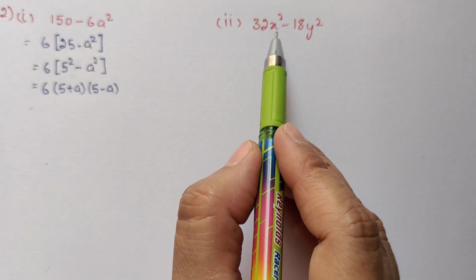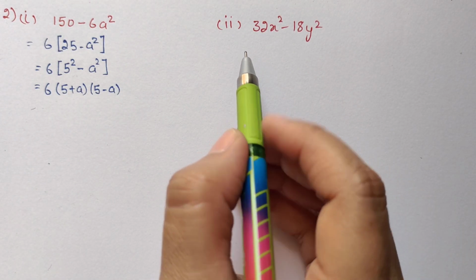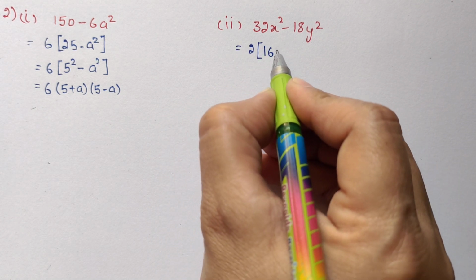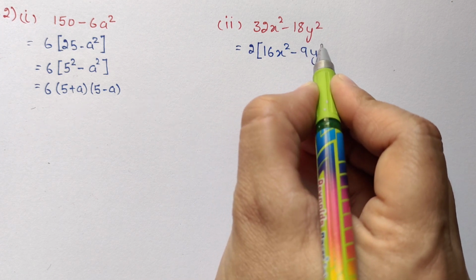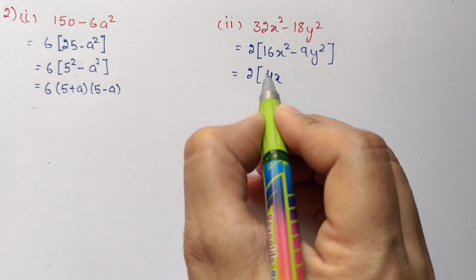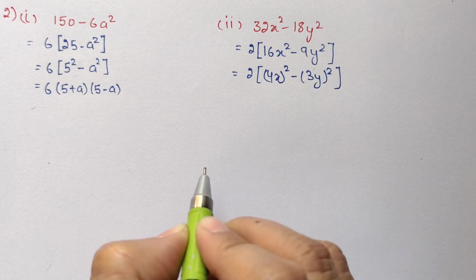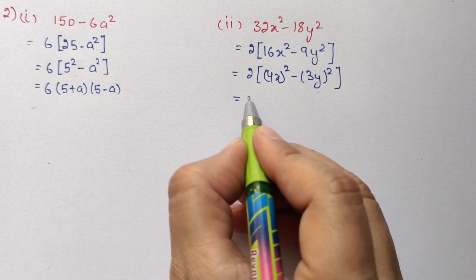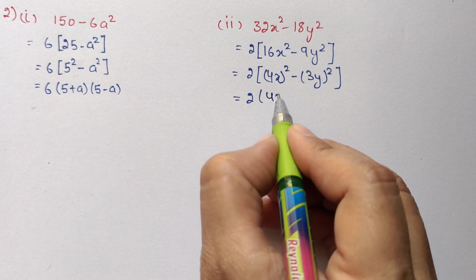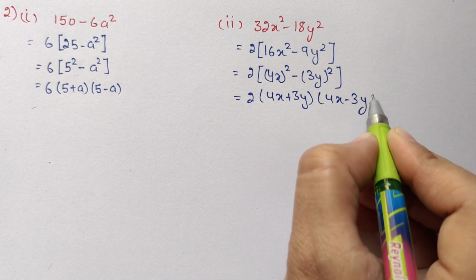From 32x square minus 18y square we have to take out common. So 2 we can take out common here. After taking 2 common, we have 16x square minus 9y square. 16x square we can write as (4x) whole square minus (3y) whole square. Now we will use the identity a square minus b square is equal to (a plus b)(a minus b). So (4x plus 3y) and another bracket will be (4x minus 3y).